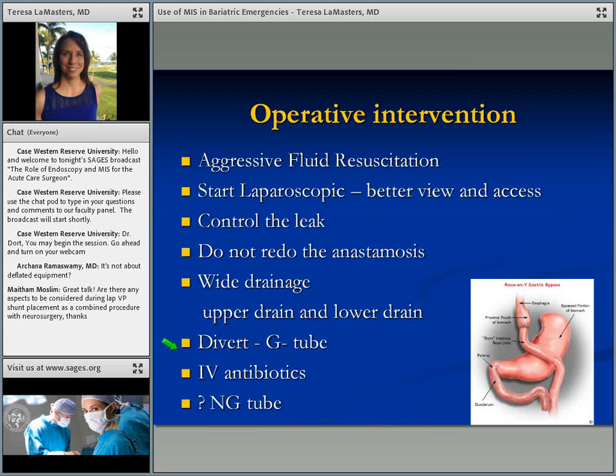And I'm just going to give some credit here. A lot of these principles come from the Advanced Bariatric Life Support course that ASMBS gives as well.